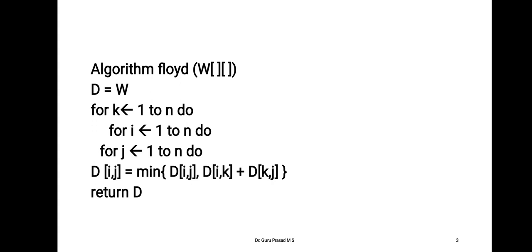Algorithm Floyd consists of a two-dimensional array as a parameter, d equal to w, and it consists of three for loops. D of ij equal to minimum of d of ij, that is the existing distance, comma d of ik plus d of kj, that is the new distance. In that, whichever is minimum will be stored inside d of ij, and finally it returns the value d.